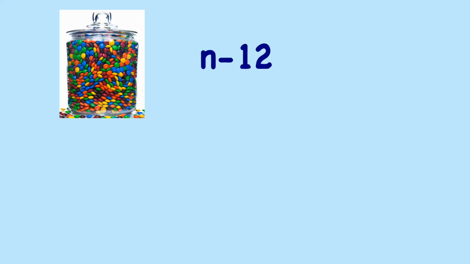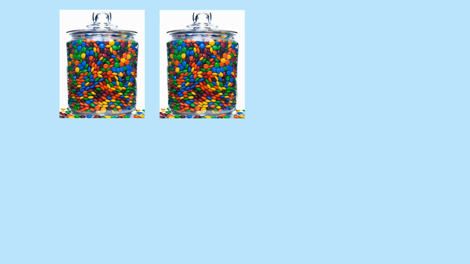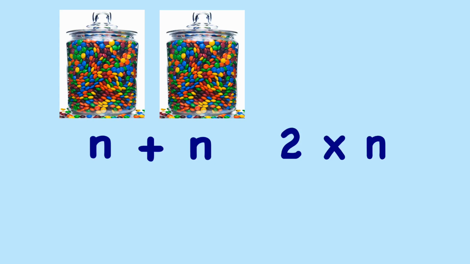Well, we could say there was n minus 12. So n is the number of M&Ms in the jar, and we're taking 12 away, so we have n take away 12. What about if I added another jar of M&Ms? Well, this jar is n, number of M&Ms, and this jar is n, number of M&Ms. So I could say I have n plus n. This is actually 2 lots of n, 2 times n.